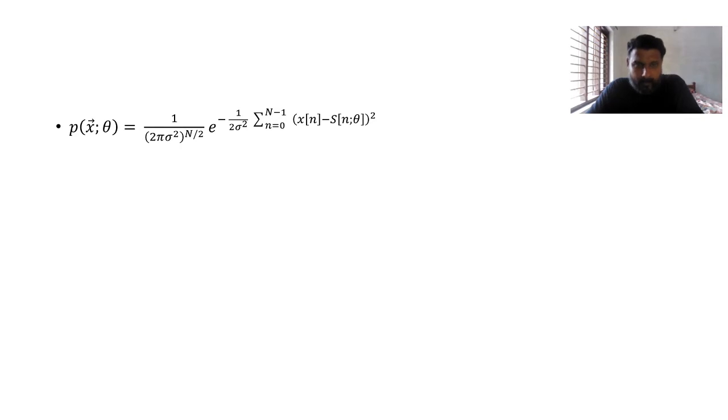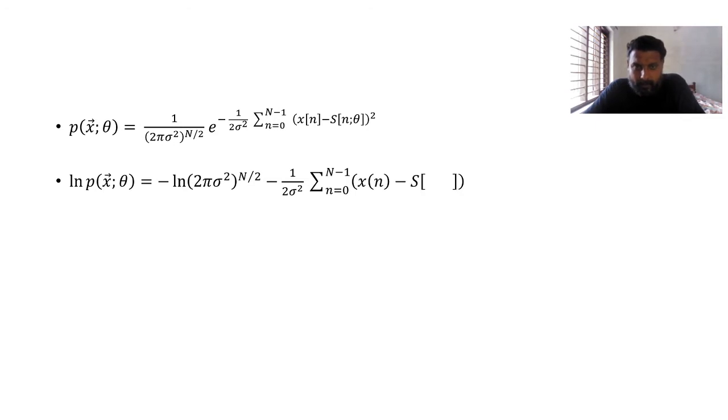Exponential term will be gone. It will be minus 1 by 2 sigma square sigma n equal to 0 to n minus 1 x of n minus s of n theta square. Taking the natural logarithm, ln p of x of theta equals minus ln of (2 pi sigma square) raised to n by 2, minus 1 by 2 sigma square. The exponent term will be gone if we are taking the natural logarithm, sigma n equal to 0 to n minus 1, x of n minus s of n theta the whole square.